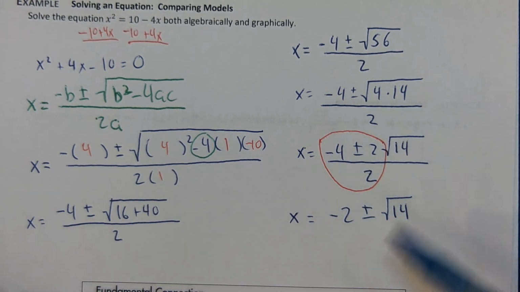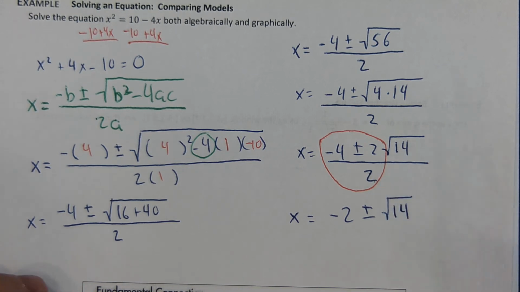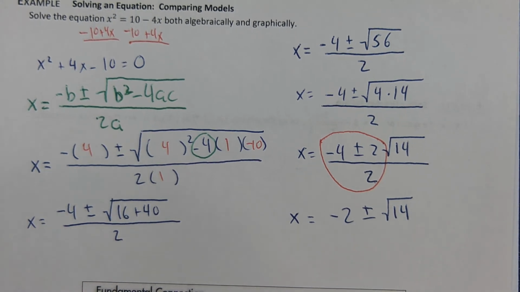Just a reminder, inside numbers do not get to play with outside numbers, so this 2 does not reduce this 14 in any way, shape, or form. That's it. Those are your two irrational solutions. So how would we have found them on the graphing calculator? I'm glad you asked.